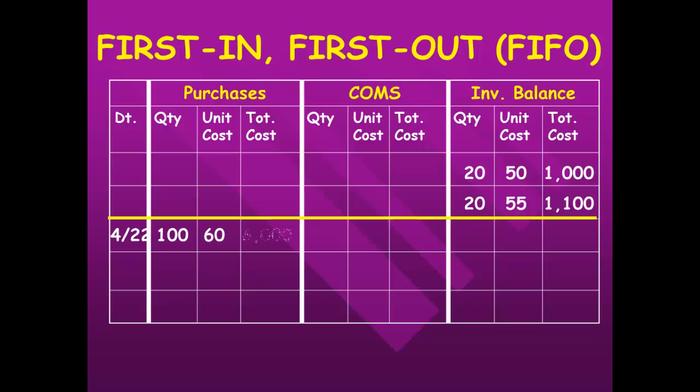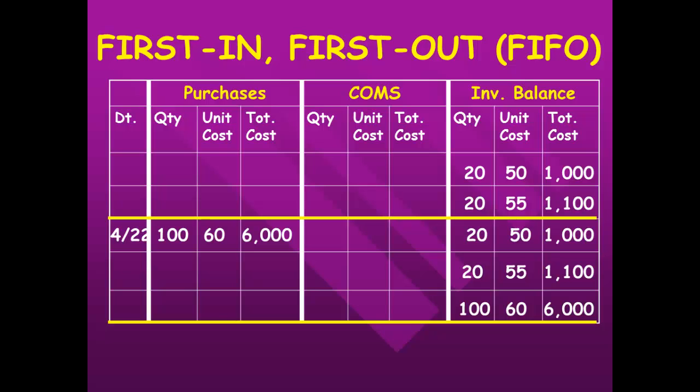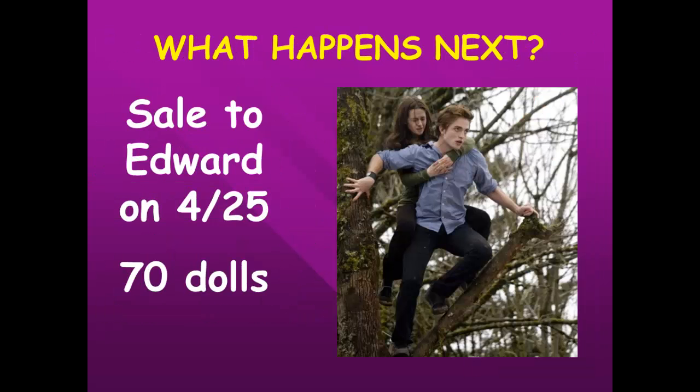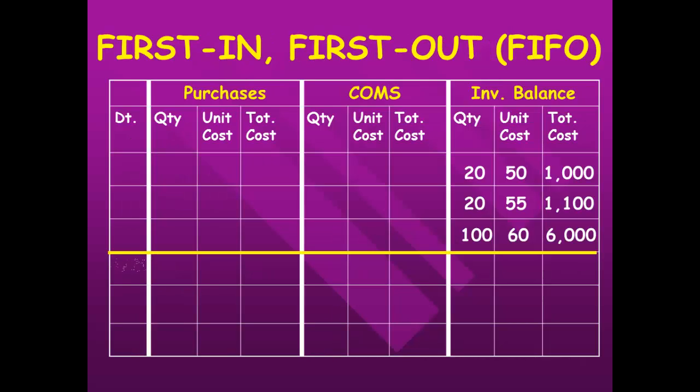I'm going to record that in the purchases column. What do I have in ending inventory? Well, 20 at 50, 20 at 55, and 100 at 60. Date-wise, what happens next? I'm going to sell 70, and we'll sell on the 25th. Using FIFO, where's the first place I go looking to find those items? 20 at 50. Do I need all of those? Yes, because I need to get up to 70, right? So let's take all of those.